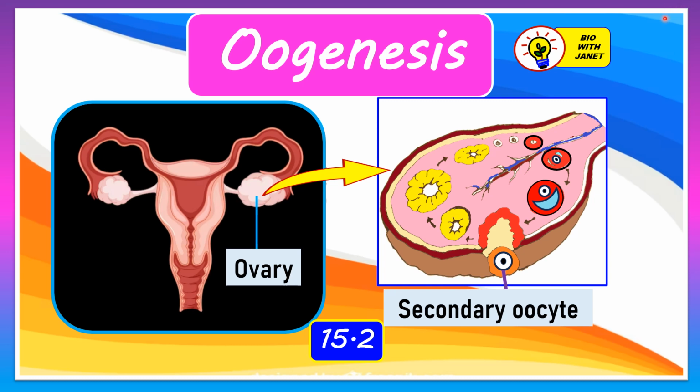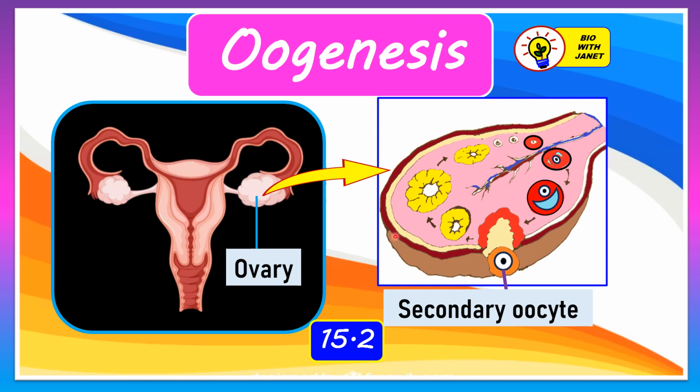I'm teacher Janet. In this video, we're going to study the topic oogenesis, which is the production of the ovum. So this topic is found in chapter 15 of the biology Form 5 KSSM syllabus, subtopic 15.2, but it can also be used for the IGCSE syllabus and other syllabuses that are relevant.